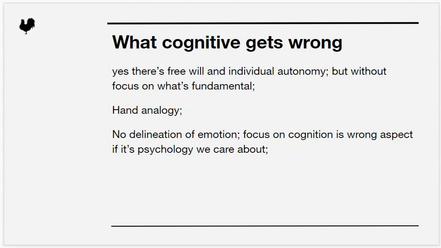But another thing that cognitive gets wrong. So, there is individual autonomy, but not focus on what's fundamental because there's no delineation of emotion. The focus is on cognition, but the implication of focusing on cognition is that cognition is enough, even though, yes, cognition does influence our emotions, but not all the time. Ultimately, our actions stem from our emotions. We do not have action, and we do not have a lot of thought, actually, without emotion. If it's psychology we care about, then we need to focus on, therefore, our emotion, right? Because if we're not doing something that we want to do, that is, the cognition is not lining up with the emotion.